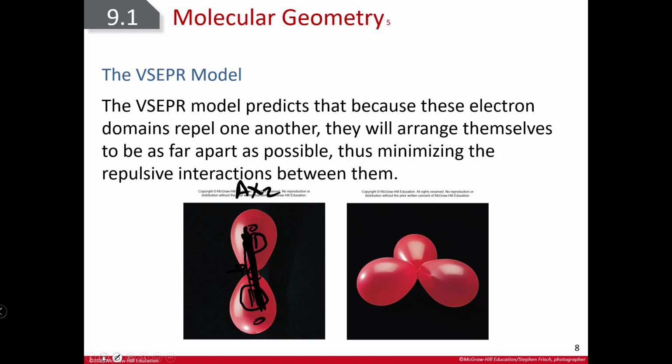Now here, this would be like sulfur trioxide. Maybe you have a double bond on this oxygen and a single bond on this one and a single bond on this one. It doesn't matter whether it's a single, double, or triple. That's one domain. This is the other electron domain. This is the other electron domain. This would be AX3. How do you keep three things as far away from each other as possible? You put them in the corners of a triangle, and that's what they are showing here with these balloons. They're in the corners of a triangle.